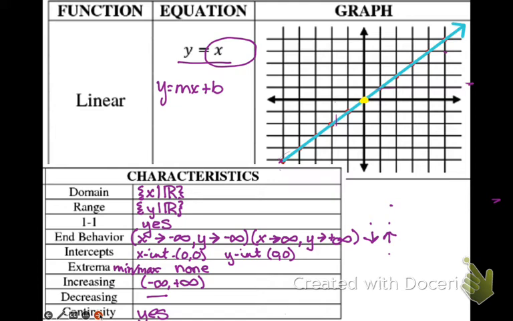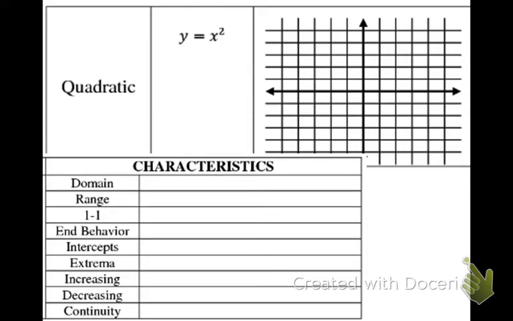Questions on linear? Okay, next is quadratic.